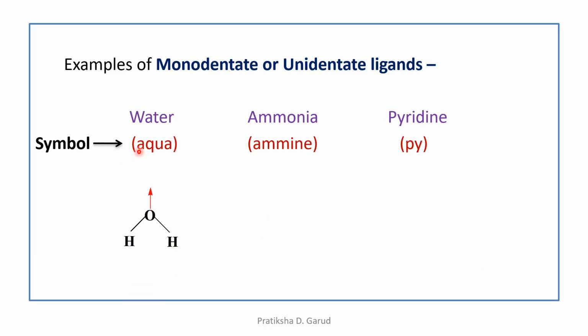Now for water, we have H2O, and there is a bond formation between the oxygen and the metal. So there is a coordinate bond formation between the oxygen and the metal, and the arrowhead is from the donor, that is oxygen, to the metal. In the second example, that is ammonia, NH3, again the lone pair is on the nitrogen, that means there is a bond formation between the nitrogen and the metal. Third example, pyridine. Pyridine means a benzene ring is attached to nitrogen. That means there is a dative bond formation between the nitrogen and the metal. So these are the three examples of the monodentate or the unidentate ligands.